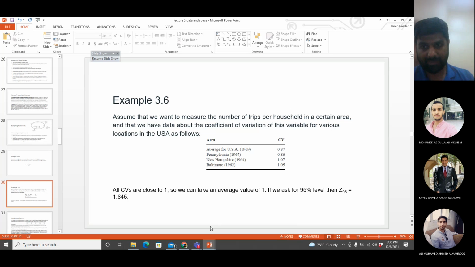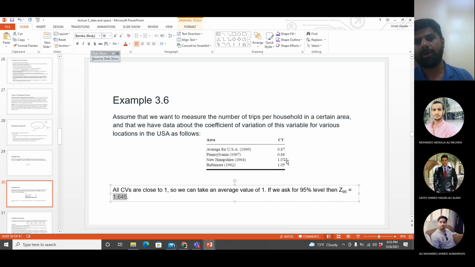Okay, this is what they are saying here, 1.645. And for coefficient of variation, you can take the average. But they are saying some values are less than 1, some values are slightly more than 1. So the average will be close to 1.